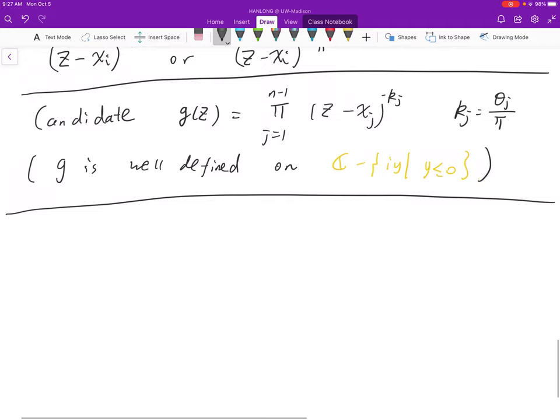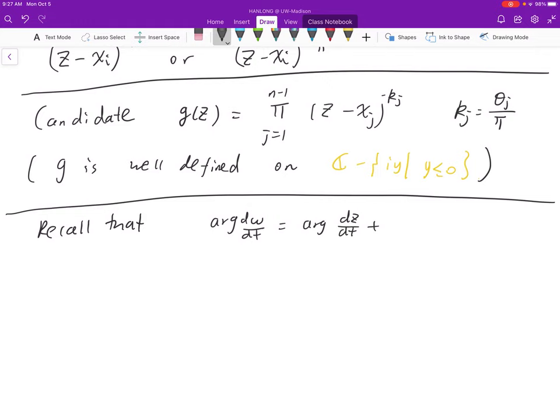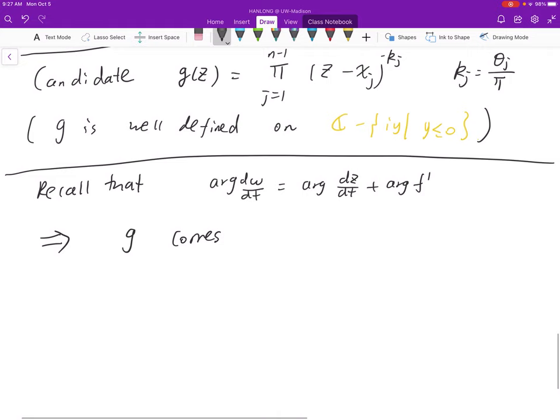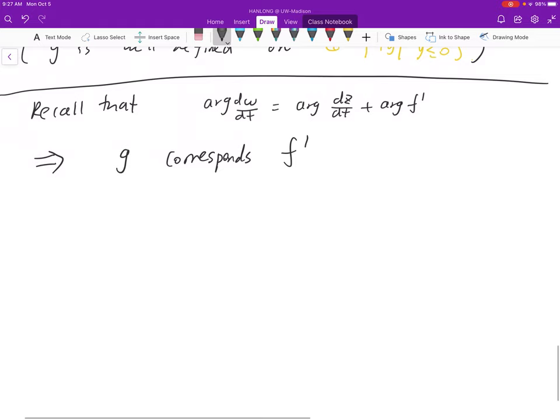The reason is, recall that after the holomorphic map, the angle change corresponding to the argument of d omega dt is argument dz dt plus argument f prime. So g corresponds to f prime, so that the change of angle is related to the original graph. Okay, then we can write down our construction explicitly.